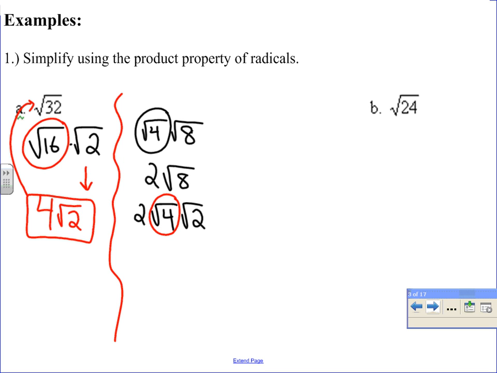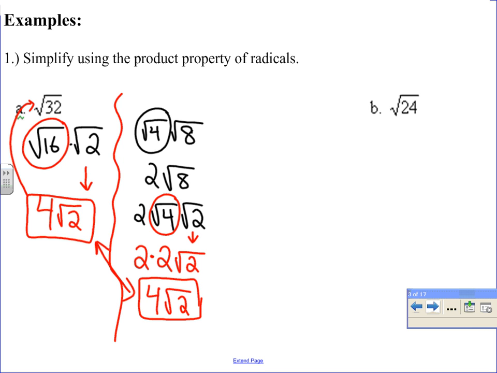So here's where it gets tricky. Circle the perfect square, and then underneath that, rewrite the 2. Square root of 4 is 2. So we have 2 times 2. Drop down the square root of 2. 2 times 2 is 4. So you get 4 square root of 2, which is the same answer we got using the largest perfect square. In my mind, it's easier to use the largest one, but again, you don't have to.